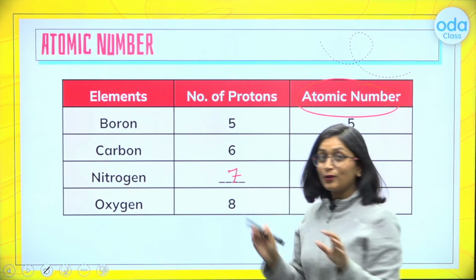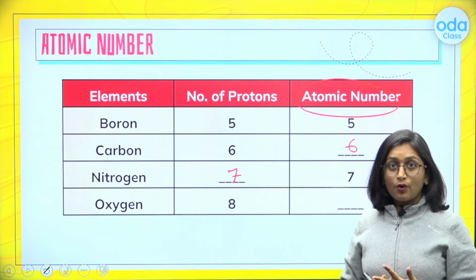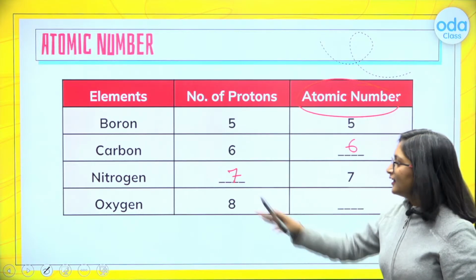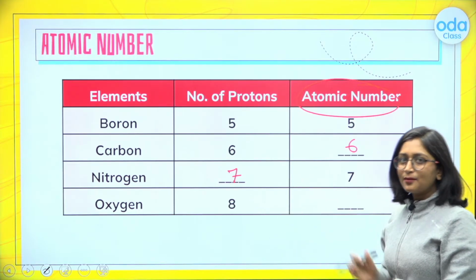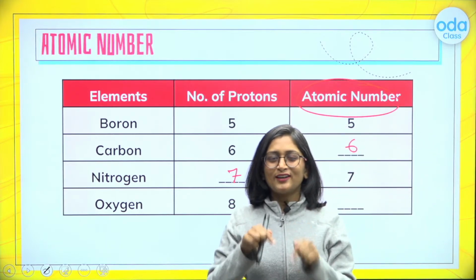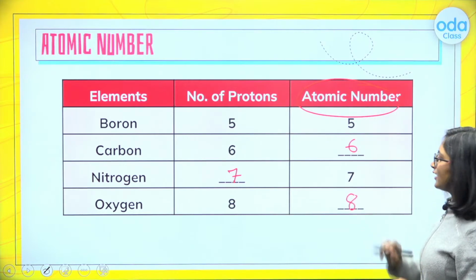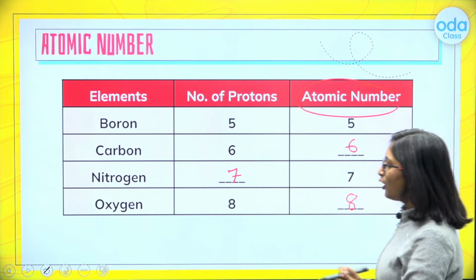I hope that now you have got that. Yes, this is the way we can find out the protons when the atomic number is given. Then oxygen, 8 is the number of protons. So what would be the atomic number? Everyone, come on, comment in the box, right? So yes, we have got to know that this is the way we need to follow.